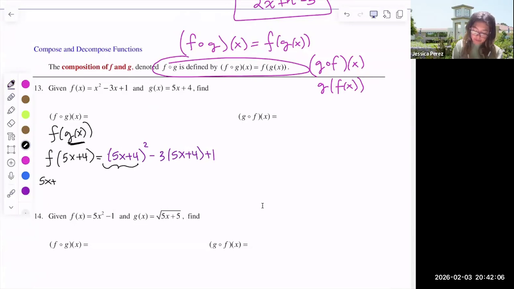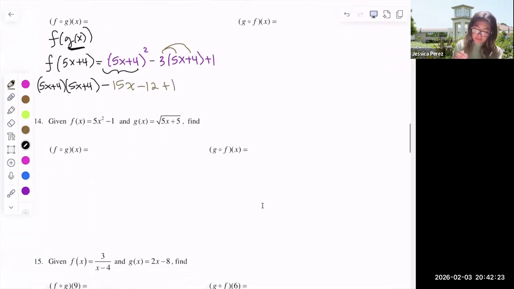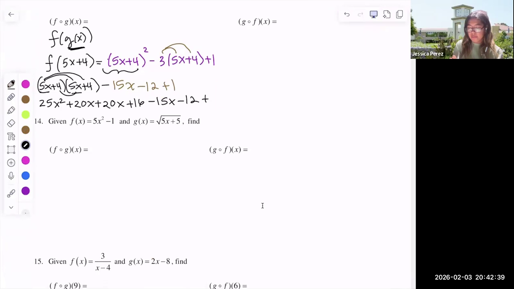So I have 5x plus 4 times 5x plus 4 minus, I'm going to go ahead and distribute this minus 3. So it's minus 15x minus 12 plus 1. And then I have to do my cleanup over here. So 5x times 5x, that's 25x squared. I have a plus 20x plus another 20x plus 16 minus 15x minus 12 plus 1.